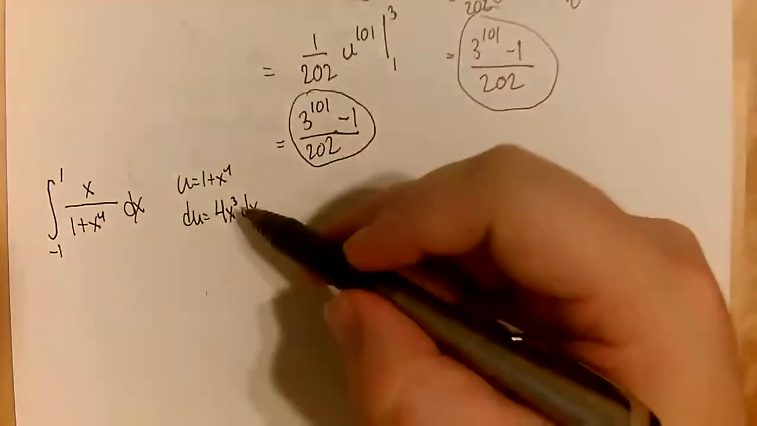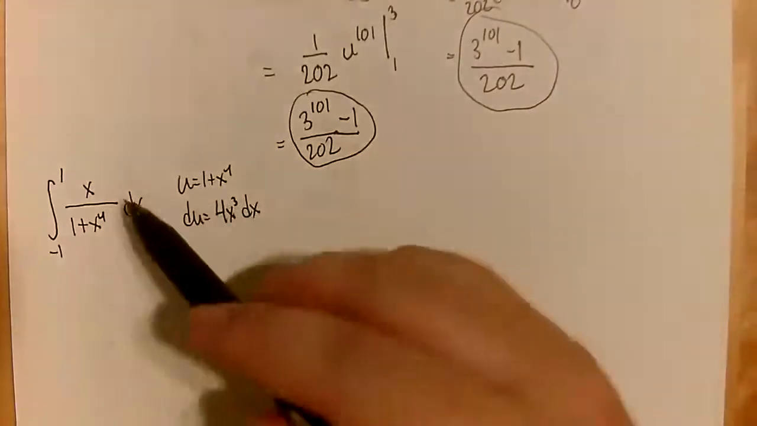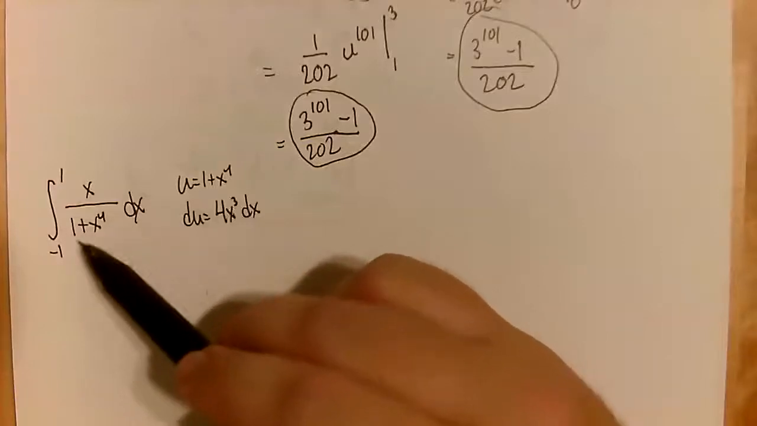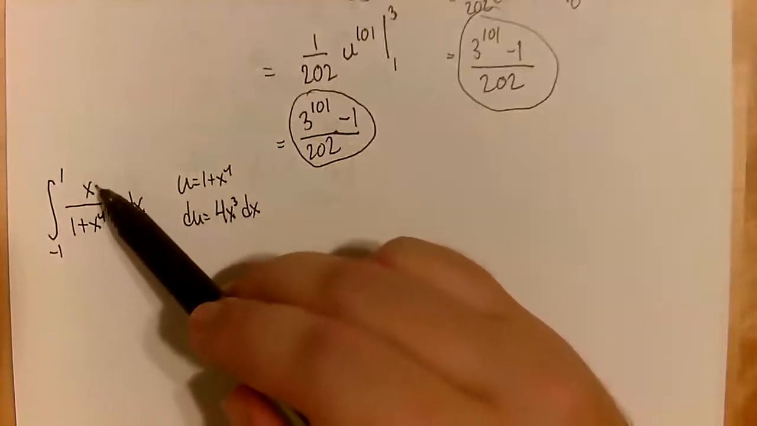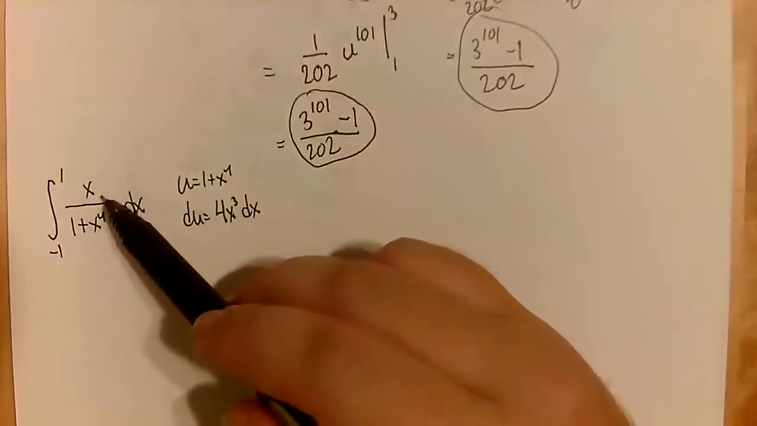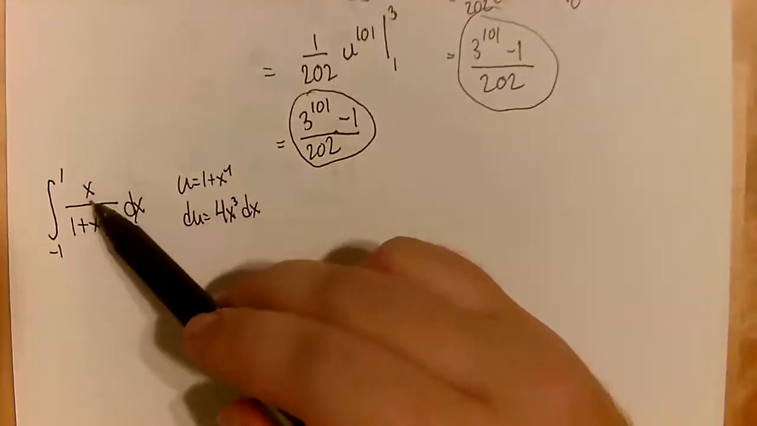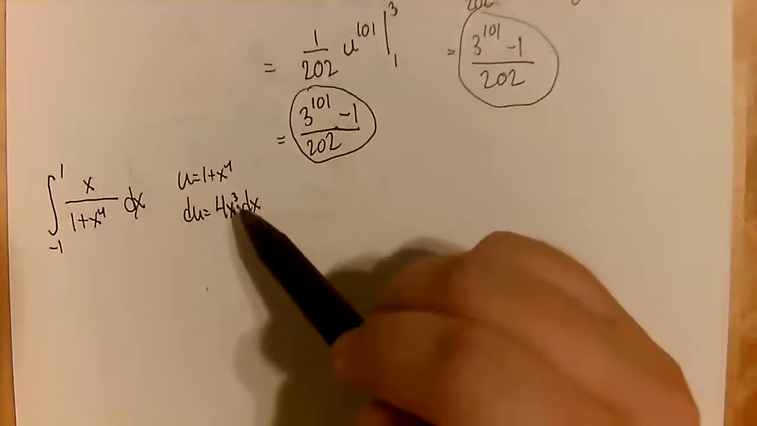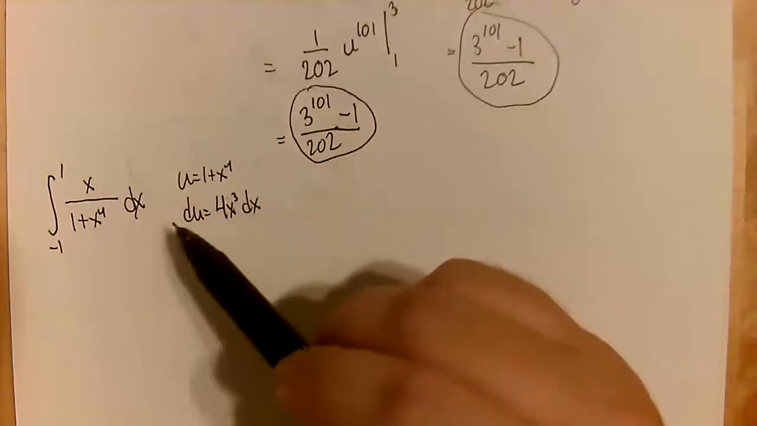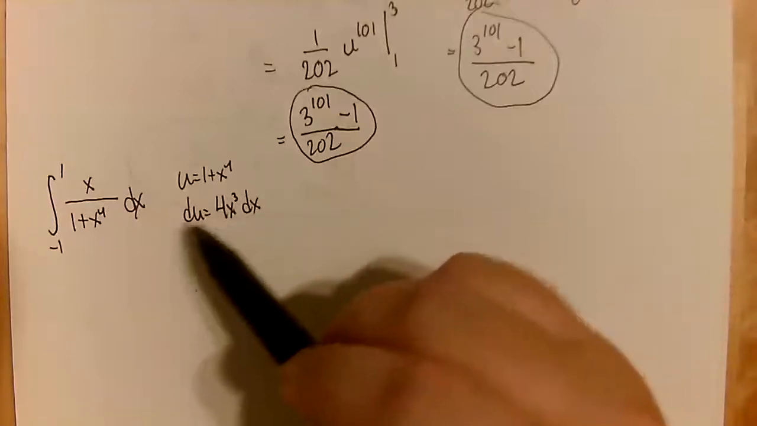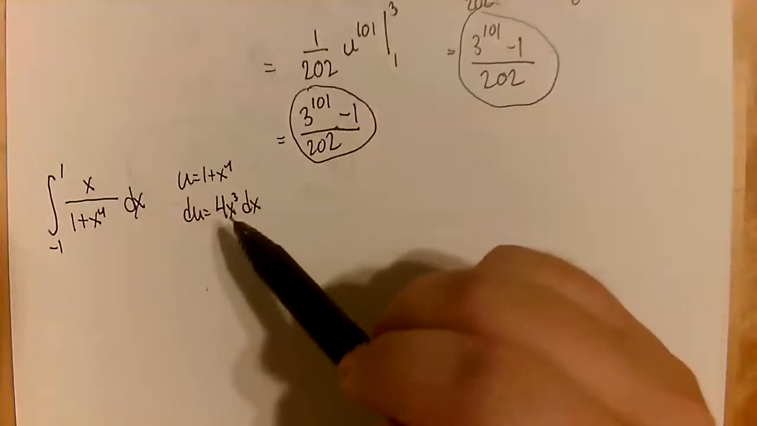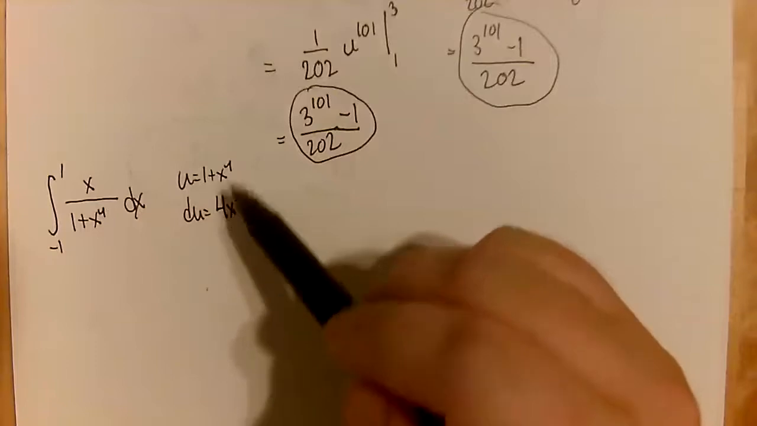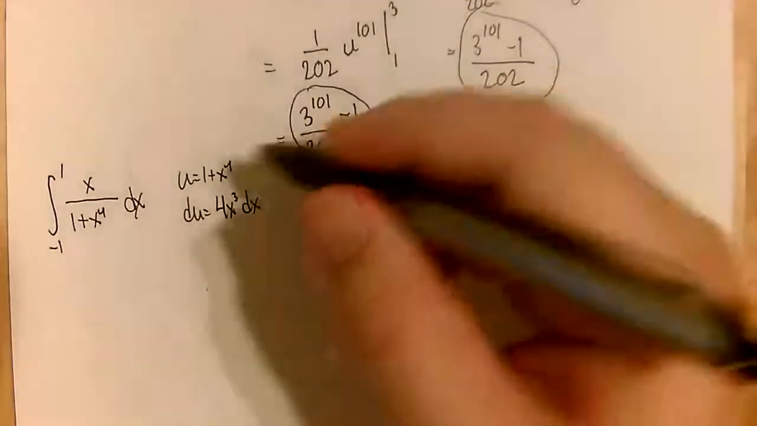But the problem with this is that we don't have any x cubes in our integral. Presumably this will turn into a u, but we just have an x up here. We don't have an x cubed. The 4 isn't a big deal because we just divide by 4 if we need to, but we can't just multiply both sides of this by x squared, at least not very easily. So this is going to leave us in a lurch right here. So I don't think this is a very good substitution.